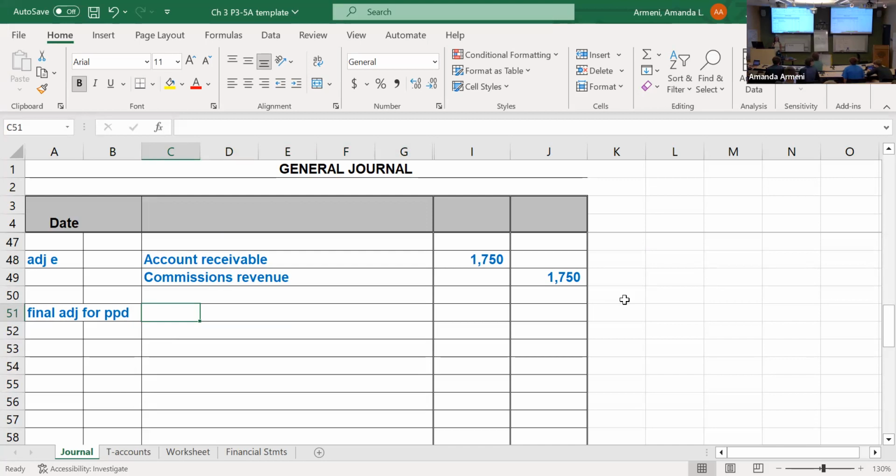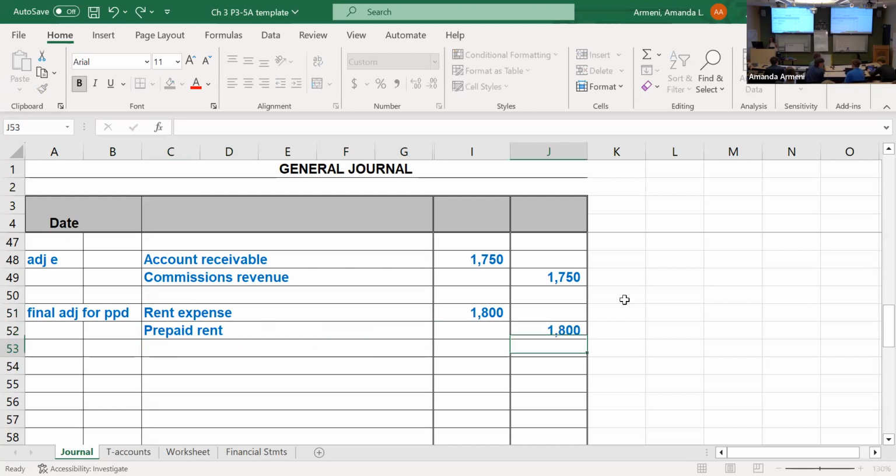It's the last one. You can do it. Someone other than Isaac and Cooper and Tyler. Jordan. We want the whole thing to go away. We want the entire prepaid account to go down to 0. So we credit the prepaid account $1,800. That's not prepaid anymore because now it's rent expense. We used it up. Okay.